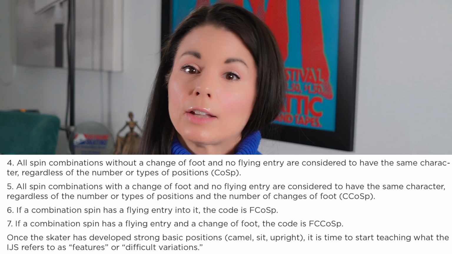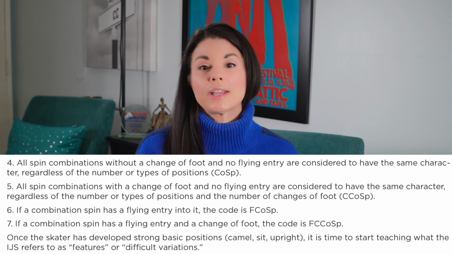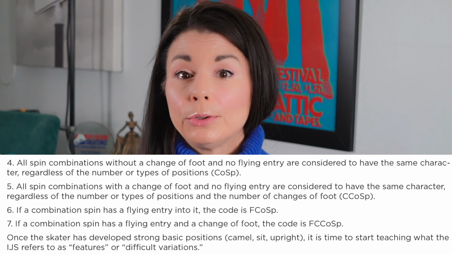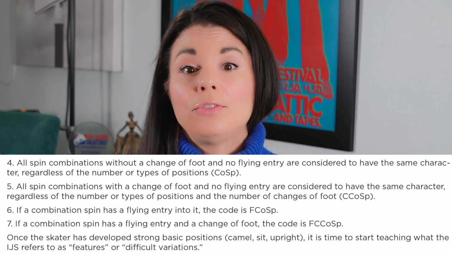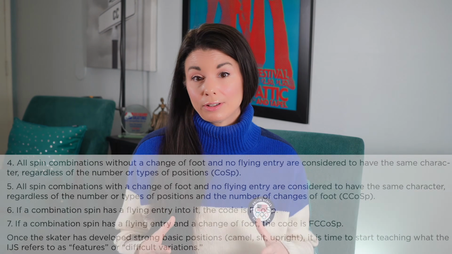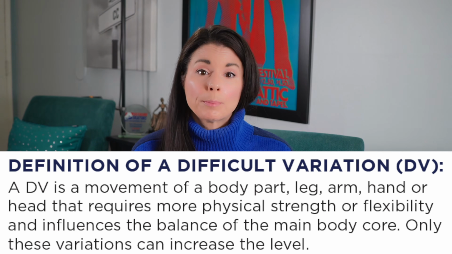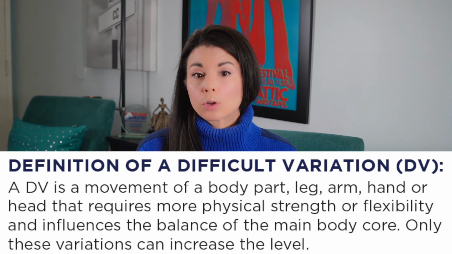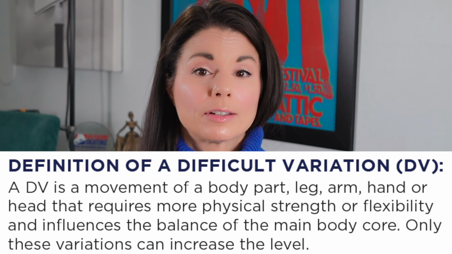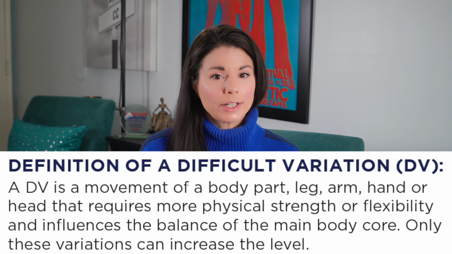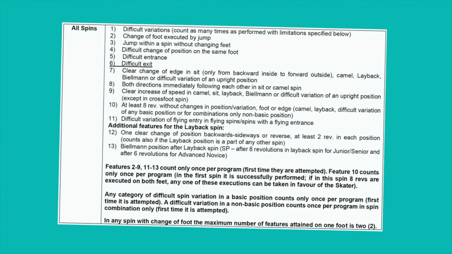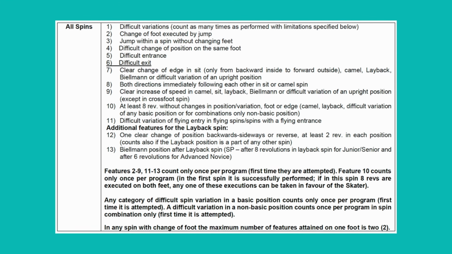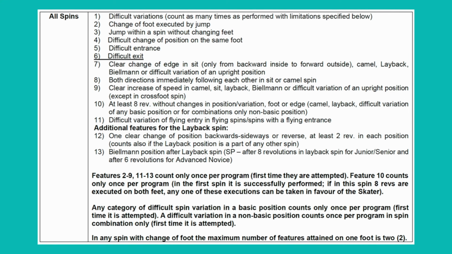FCCOSP. Once the skater has developed strong basic positions with camel, sit, and upright, it's time for you to start learning what IJS refers to as features or difficult variations. A difficult variation is a movement of a body part, leg, arm, hand, or head, that requires more physical strength or flexibility and influences the balance of the main body core. Only these variations can increase the level. There are different categories in which a difficult variation can be executed. These are called level features. Difficult variations count as many times as performed, with limitations specified.